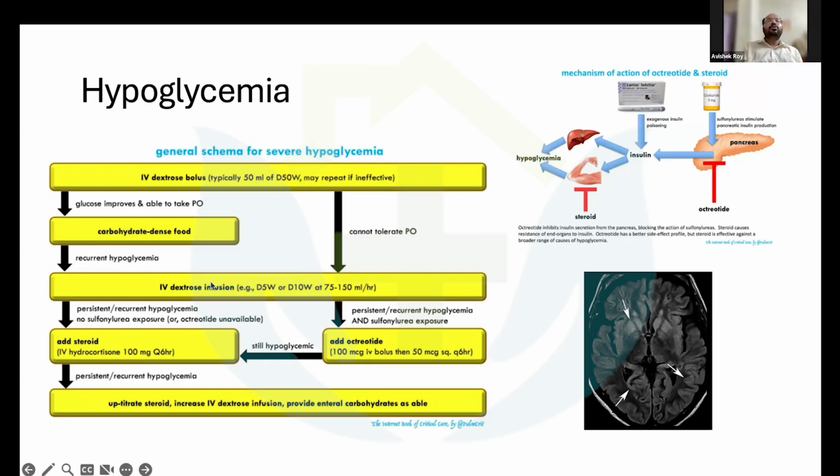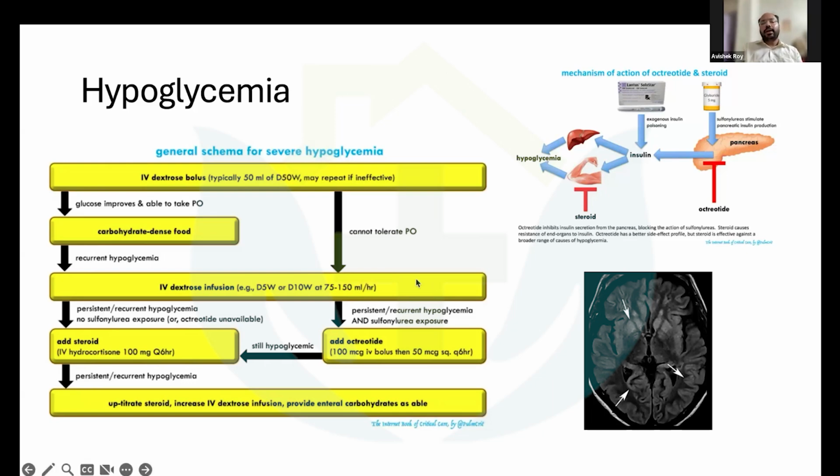Next, if you are having recurrent hypoglycemia, think about a steroid insufficiency. Do not wait for your lab results to come back positive for a reduced cortisol. If you have a suspicion, start steroids. The dose is 100 mg Q6 hourly. And if you still find that recurrent hypoglycemia is there, you can use octreotide as a fallback option.